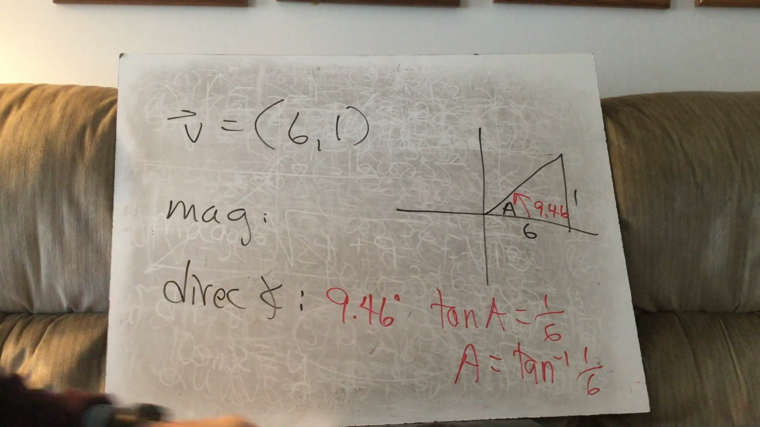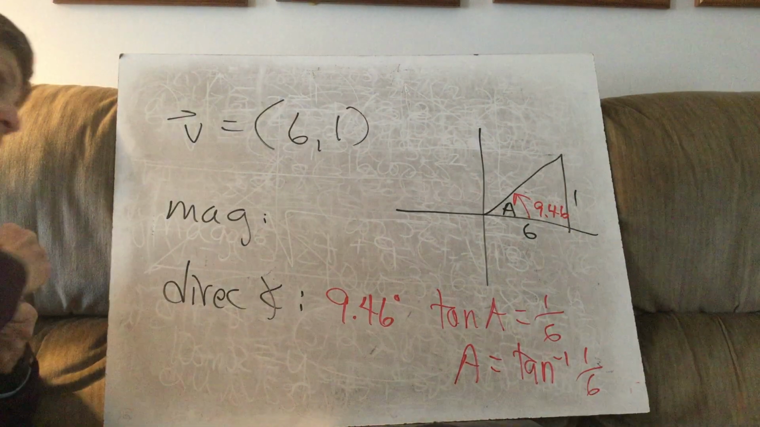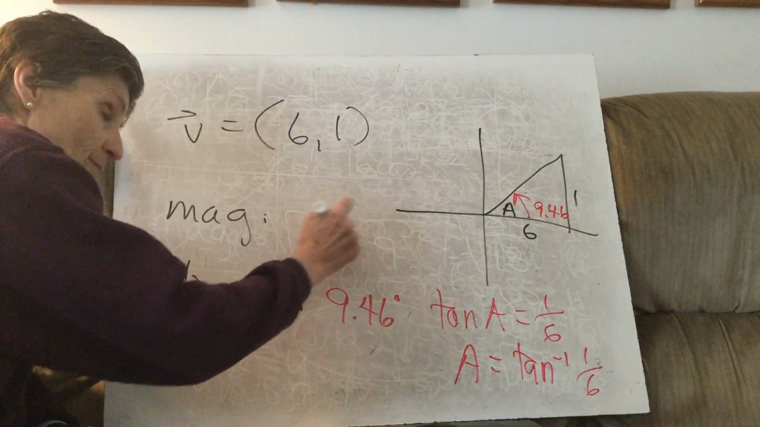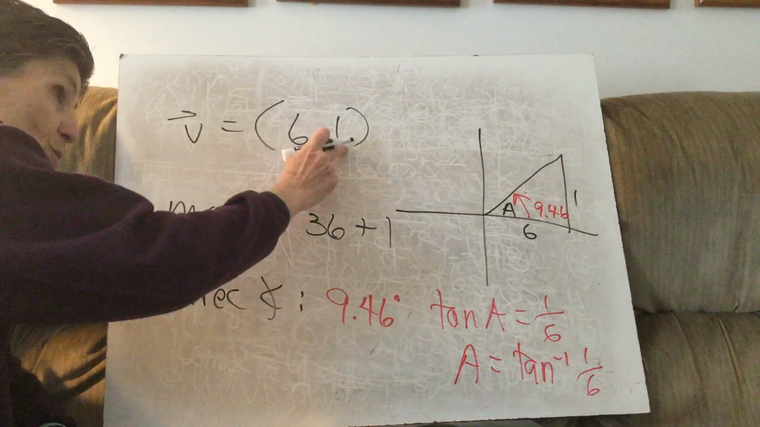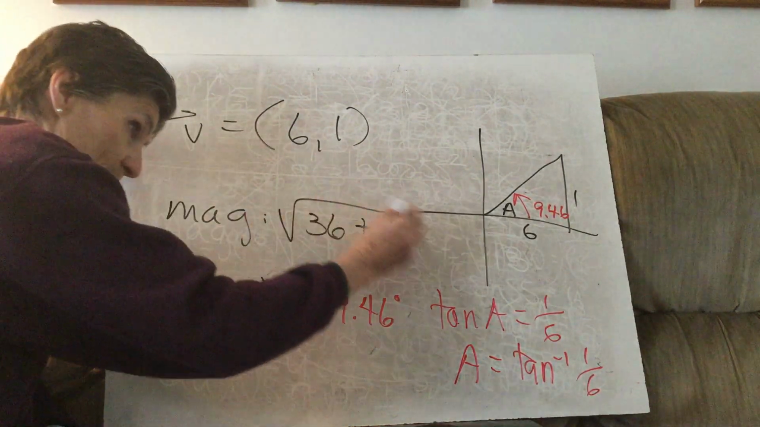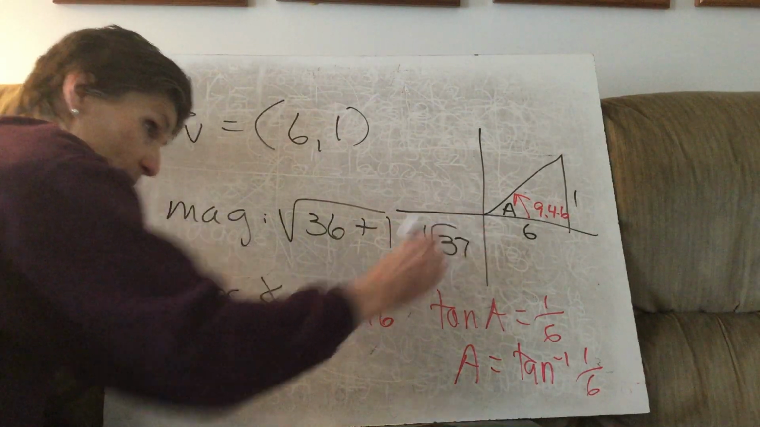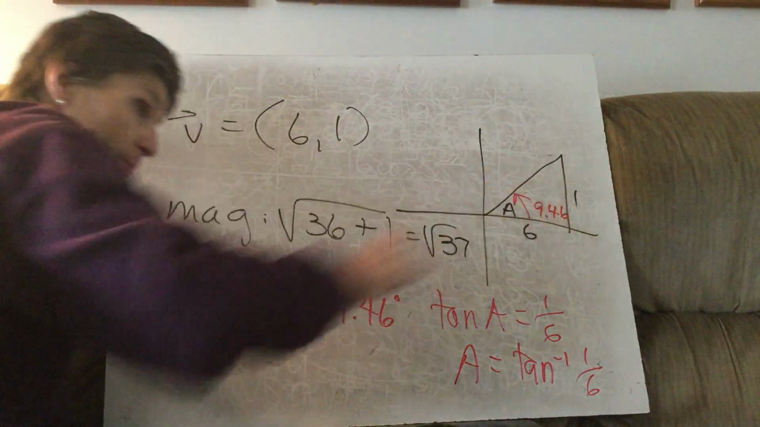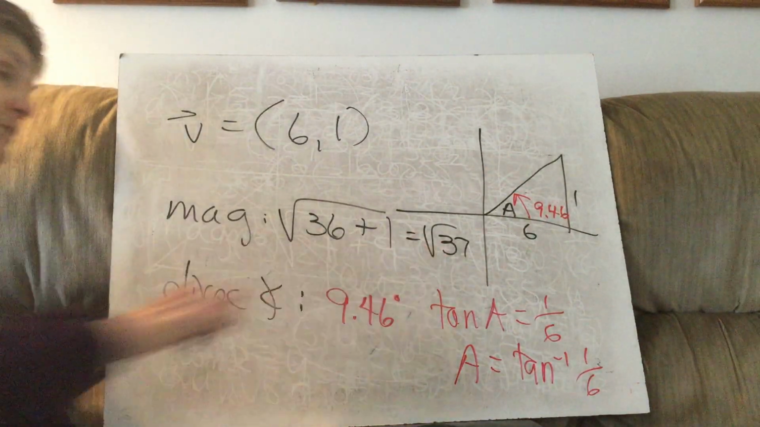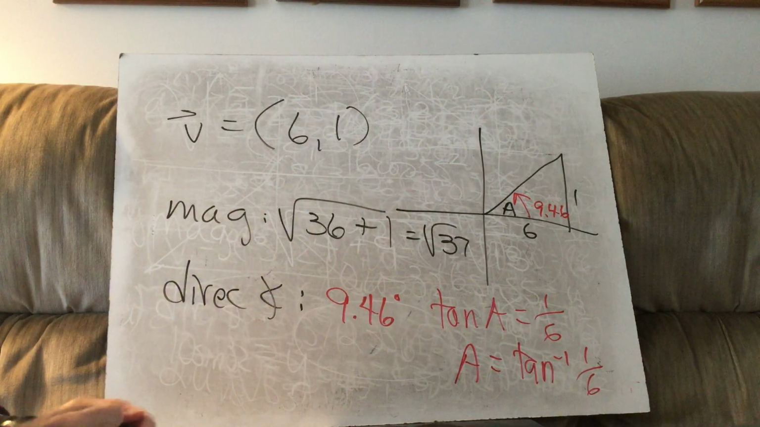Now, what about the magnitude? Easy, easy, easy. You square the first one, square the second one, add them up, take the square root. Do the Pythagorean theorem, if you prefer. It's the same thing. You're going to get the square root of 37 as the magnitude.